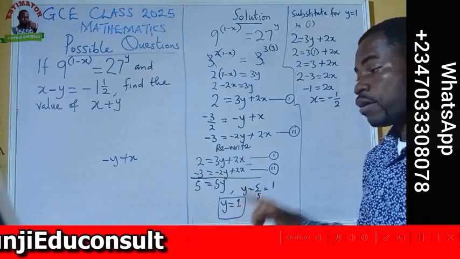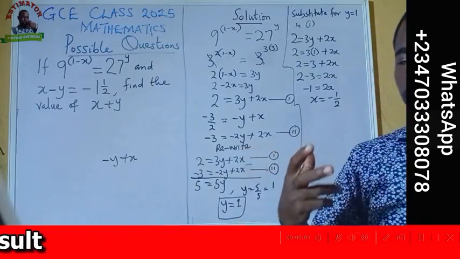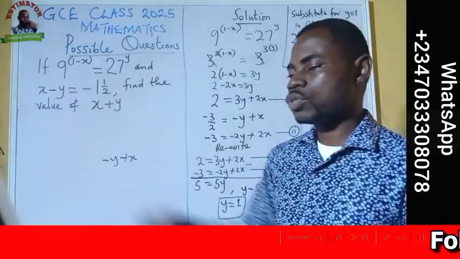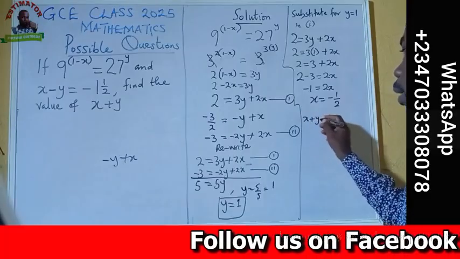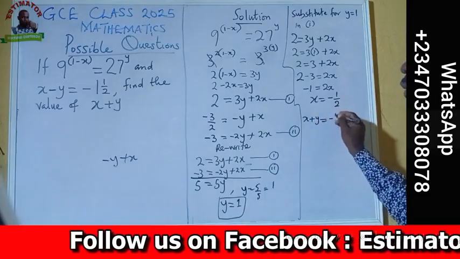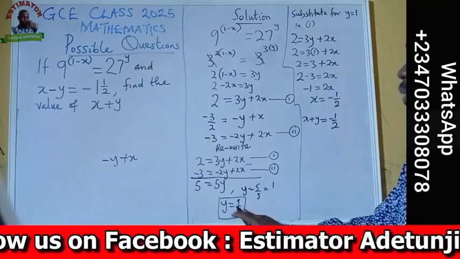We have found our y, we have found our x, but there is a last operation that they want us to carry out. They say we should find the value of x plus y. So what is our x? Negative 1 over 2. And what is our y?